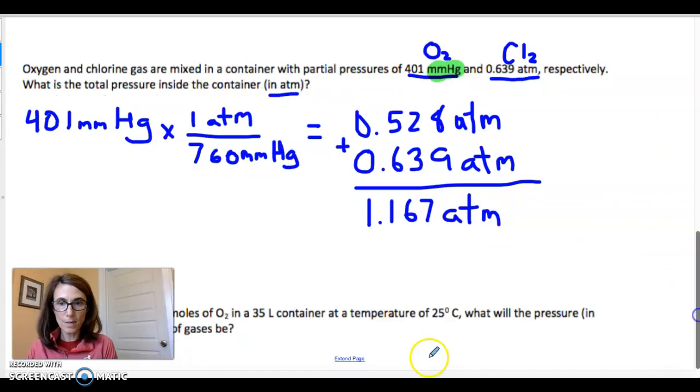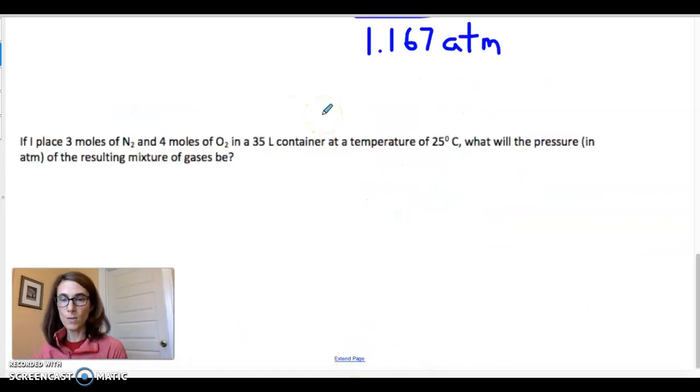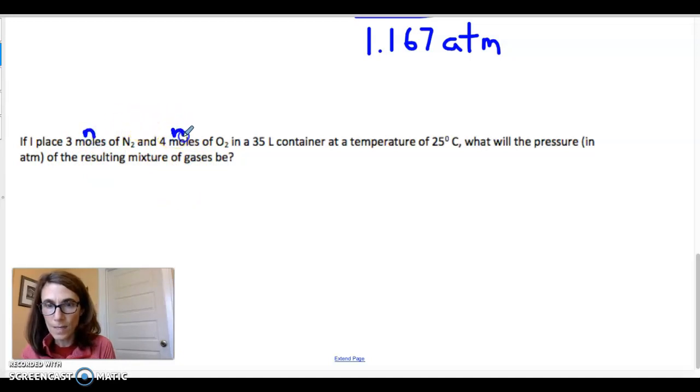Let's take a look at our next example. If I place 3 moles of N2 and 4 moles of O2 in a 35-liter container at a temperature of 25 degrees C, what will the pressure in atm of the resulting mixture be? Let's label what we have here. We have an n and an n. We have a V. We have a T. We'll go ahead and convert that to Kelvin since we always need Kelvin for our gas laws. So temperature is 298 K. What will the pressure in atm be?